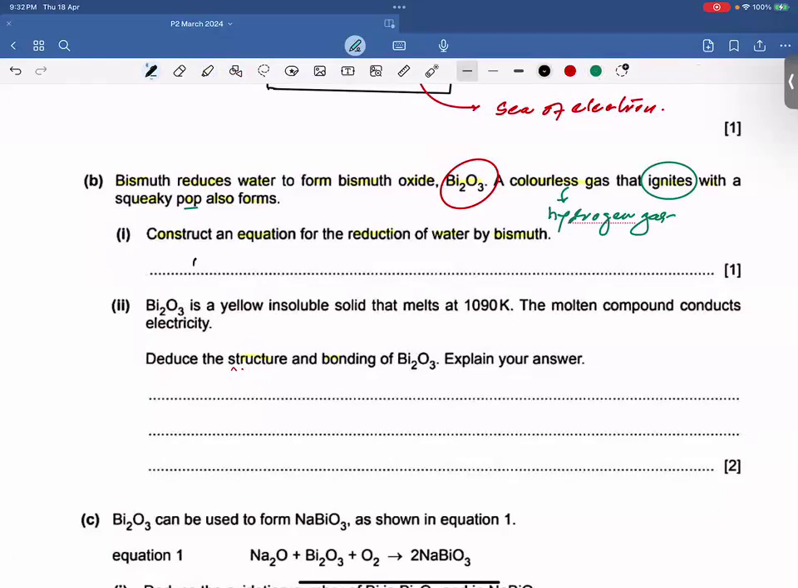Again, easy task. Bismuth is Bi. It is reacting with water, converting into bismuth oxide, which is Bi2O3, and hydrogen gas. See, we have 3 oxygen atoms here, so we need to mention 3 here. We have 6 hydrogen atoms here, so we need to mention 3 hydrogen here. How many bismuth here? 2, so we need to put 2 here. That's the balanced chemical equation, guys.